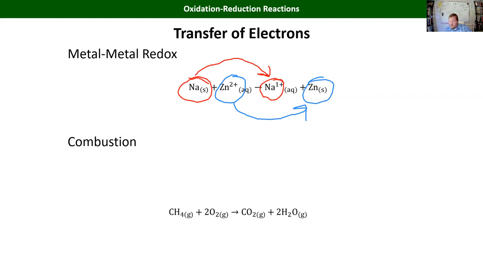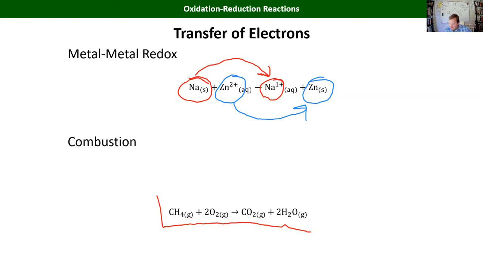And again, here's another example of a combustion reaction. Something with carbons and hydrogens reacts with oxygen to make CO2 and water. It's always going to look the same. The balancing is going to be different depending on what your starting compounds are. Sometimes the phases might be different. You might start with a liquid.